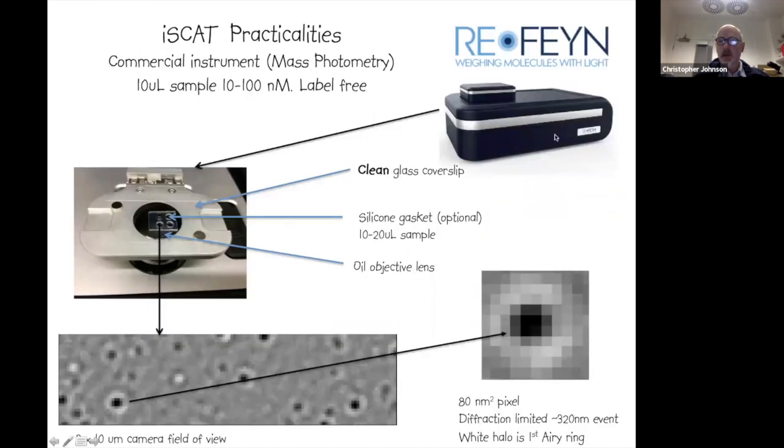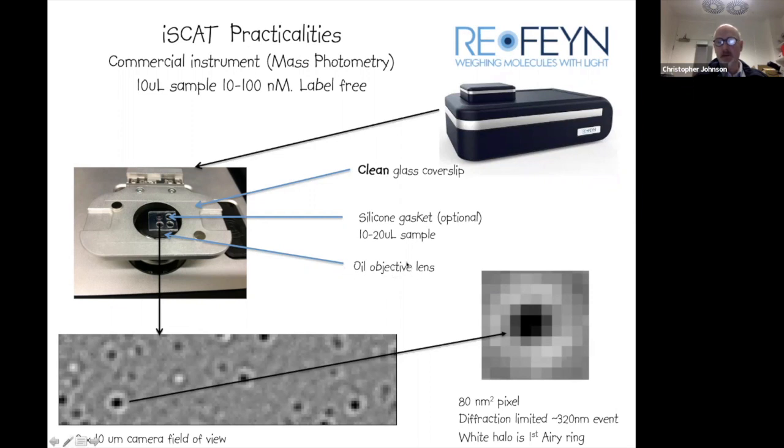Here's the instrument that we have here at the LMB, and the practicalities of it are that we typically use about 10 microliters of sample, and this sample is placed onto a very clean coverslip. And you can do this either using a gasket, which is applied onto the coverslip, generating a small well, or I've also done it by just applying the drop directly onto the glass surface.